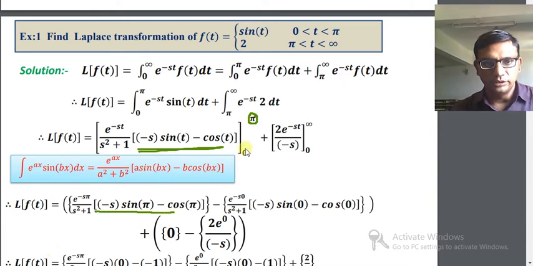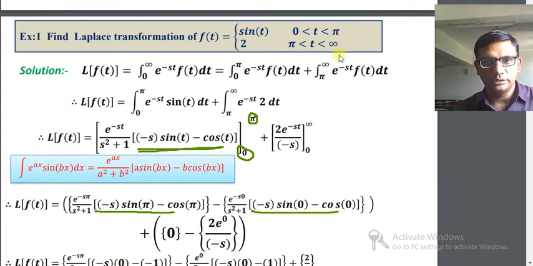Now put the lower limit in this portion. That will be e raised to minus 0 upon s square plus 1 into minus s sin 0 minus cos 0. That is our lower limit of the first integration.